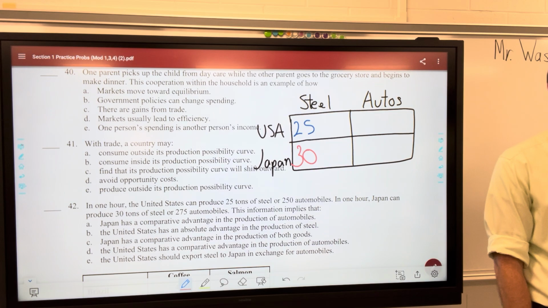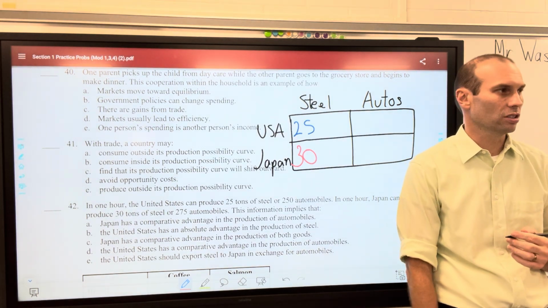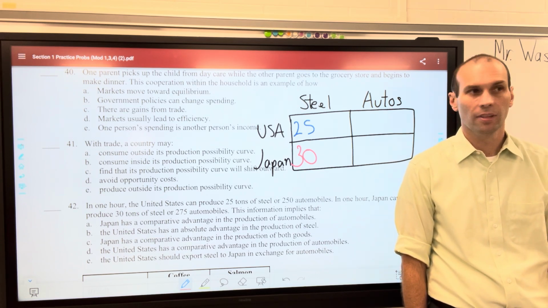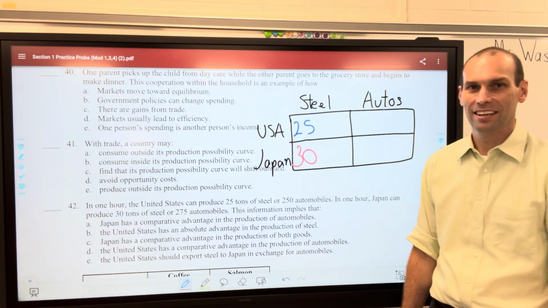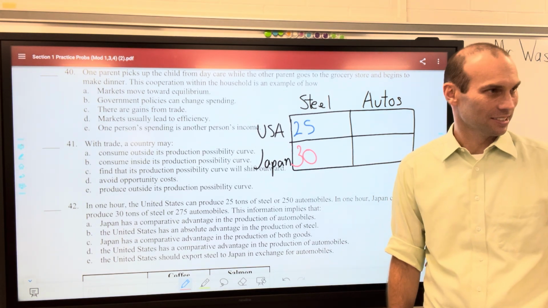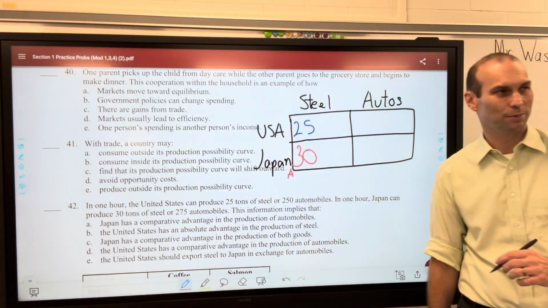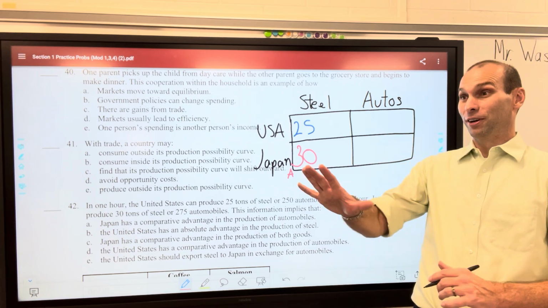So, absolute advantage just goes to whoever makes the most of the good. Who has the absolute advantage in steel? Japan. Why? They make more. There it is. Hard stuff, right? Everyone loves absolute advantage questions. But I've got bad news for you. How often are you going to be asked absolute advantage questions? Not that often. They are very easy.